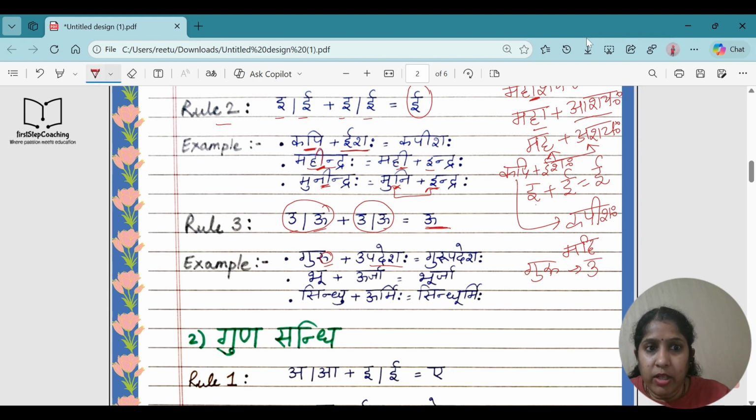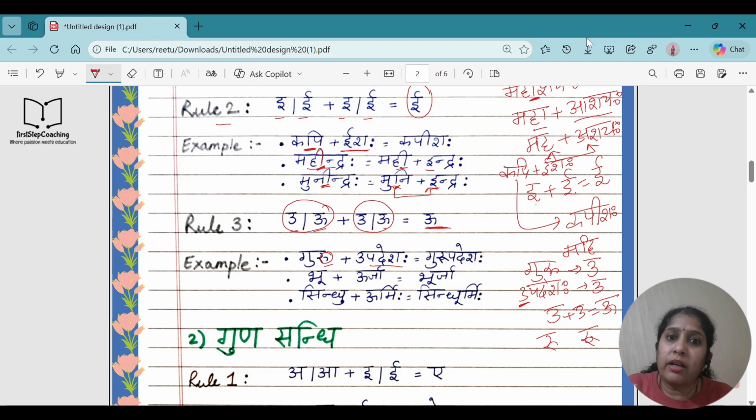It is ending with Chota U. Now, if you see Upadeshaha, this is starting with Chota U, right? Chota U plus Chota U together will make Bada U. Just see that when we write Ra with Chota U, we write like this, and when we write Bada U, we write like this. Okay, that is the difference.